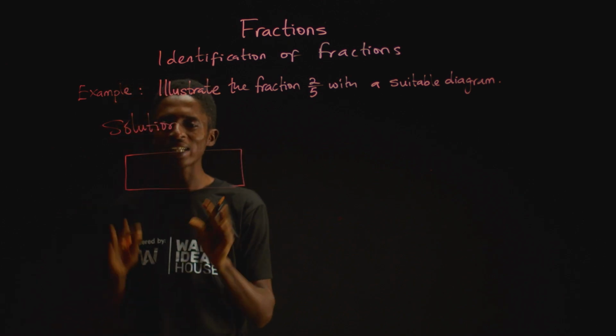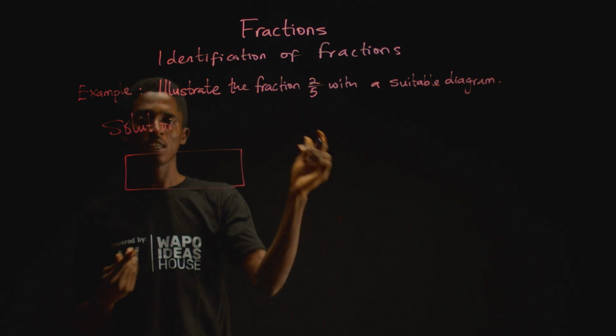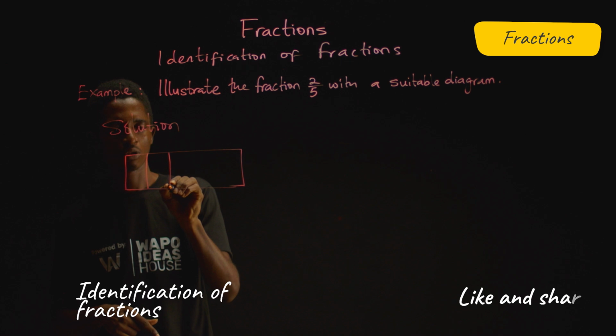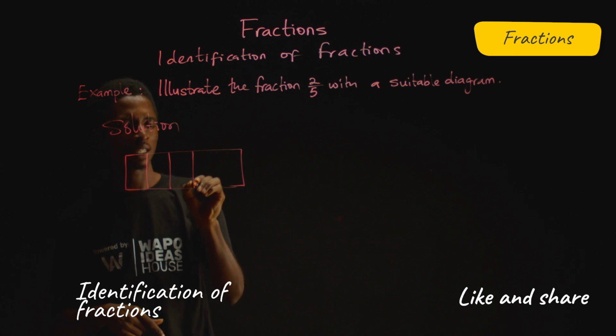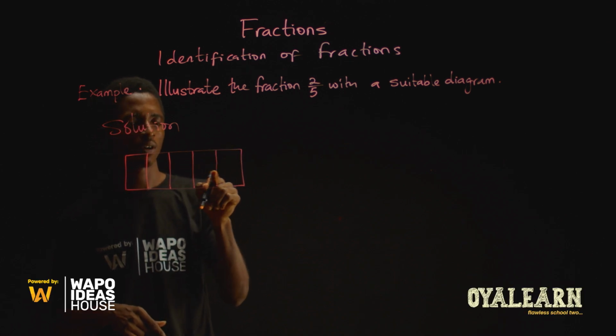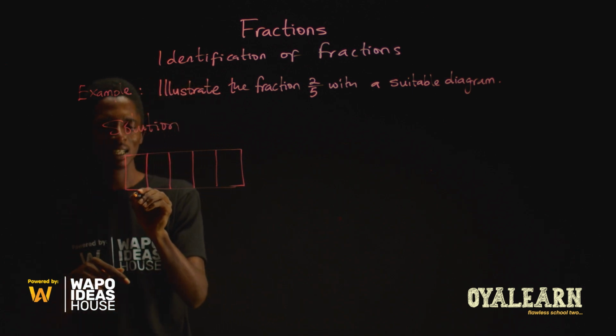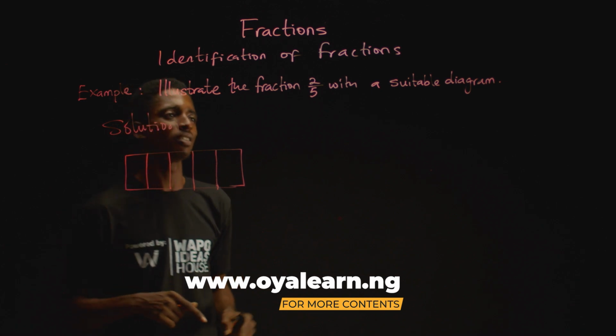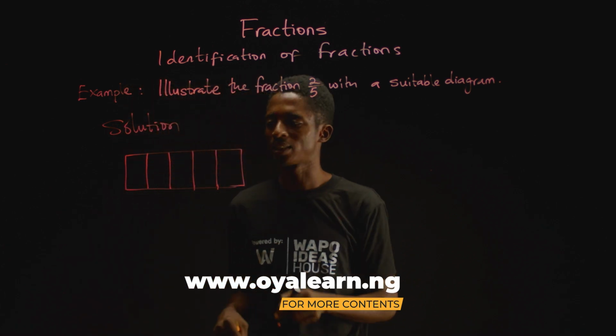And then I'll divide this into 5 equal sides. 1, 2, 3, 4, and 5. So this has 5 equal divisions. A rectangle divided into 5 pieces.